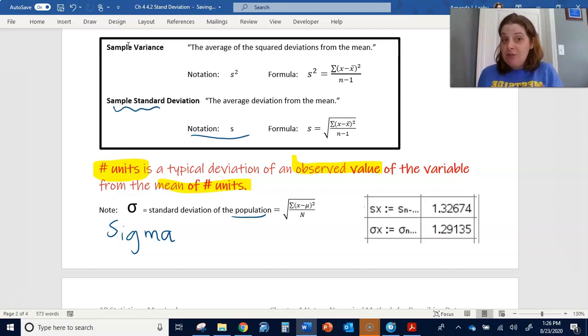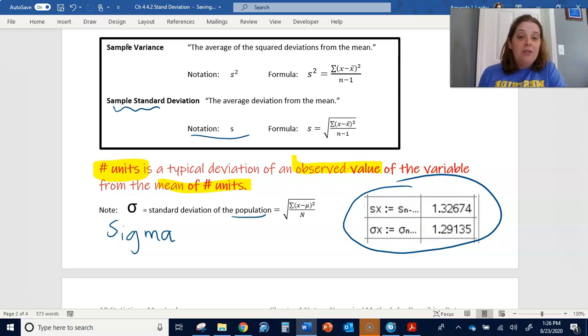So that means if you go to run this in your calculator, remember your calculator is going to give you both values back. It's going to give you the s standard deviation and the sigma standard deviation. The reason those are a little bit different from each other is because population standard deviation is calculated using that capital N, the total population size, total number of observations, whereas sample standard deviation uses n-1. Because the divisor is a little bit smaller, it makes that standard deviation calculation a little bit bigger.